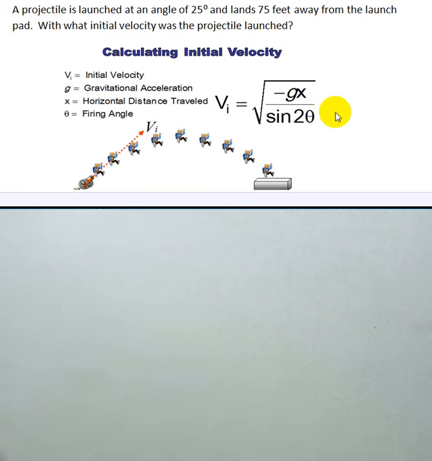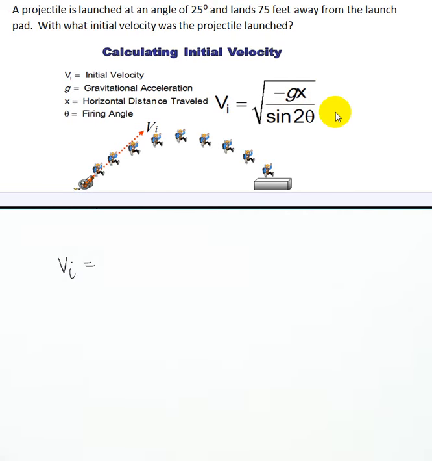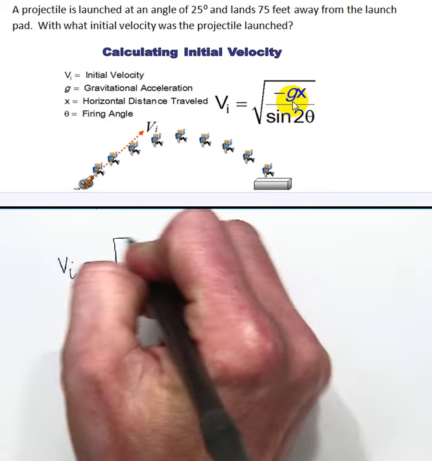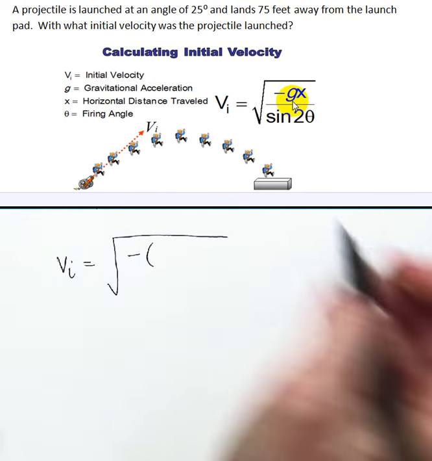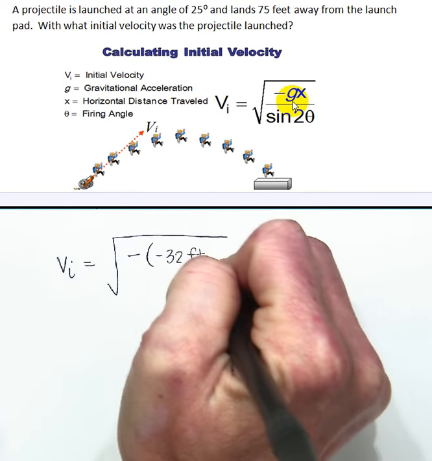I notice that in my problem, I was given my answer in feet. 75 feet away is my horizontal distance. So I'm going to use the gravitational constant that is in standard or US customary units. So I'm going to have the square root of a negative, my gravitational constant is negative 32 feet per second squared.